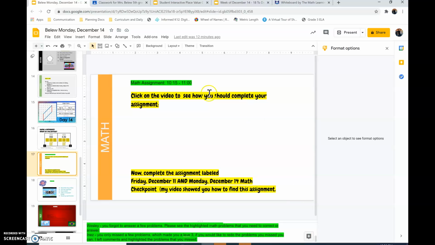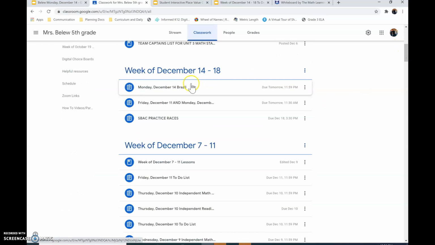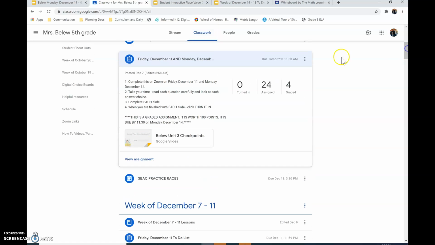All right, so let me show you where you can find this assignment. I'm in Google Classroom, and I clicked classwork. Going to find the assignment that says Wednesday, or week of December 14th through the 18th. Friday, December 11th, and Monday, December 14th, math checkpoint. It's right here. The directions say, complete this on Zoom on Friday, December 11th, and Monday, December 14th.